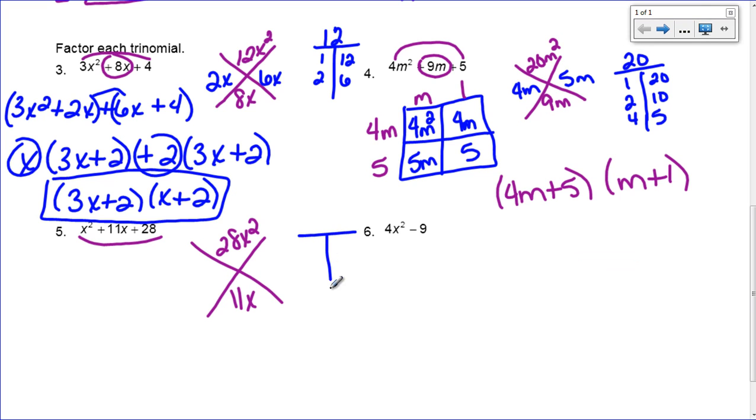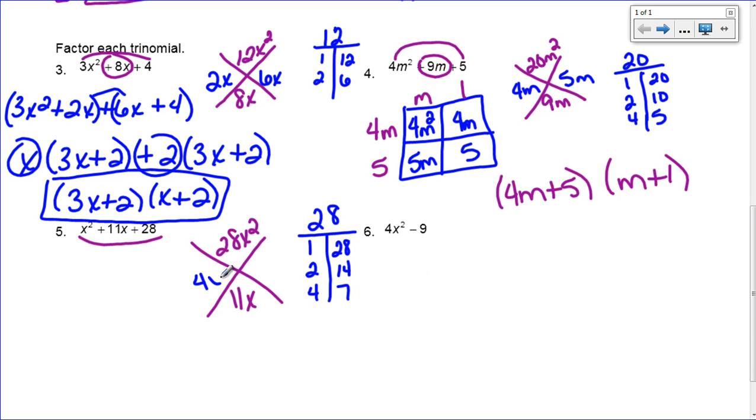And I need factors of 28. Well, 1 times 28 makes 29, so those are not them. Okay. 2 times 14 makes 16, that's not it. 4 times 7 is the next one I can think of, and 4 plus 7 makes 11. There they are. These are your two numbers.